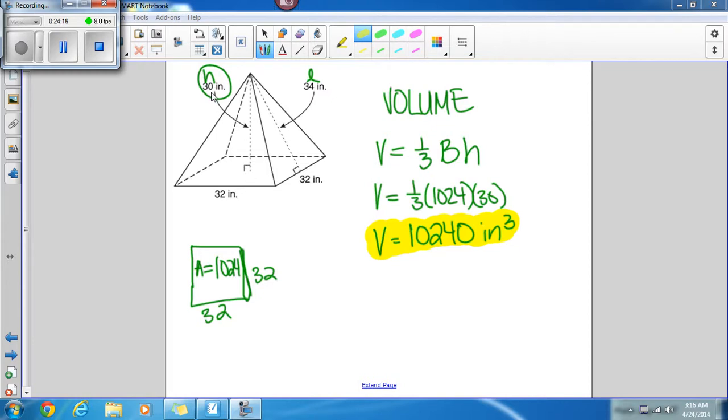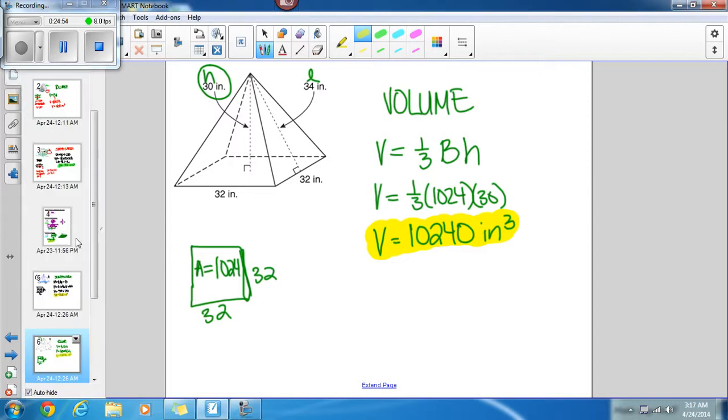So the 30 inside tells me that we have a height of 30. So that's the number I'm plugging in for H. So I multiply that together. Again, when you put this in your calculator, 1 divided by 3 equals, keep it there, times 1024 times 30, and you get a total volume of 10,240 inches cubed. If that wasn't enough explanation, stop me, or pause me rather, talk through it a little more, and then let's move on from there.